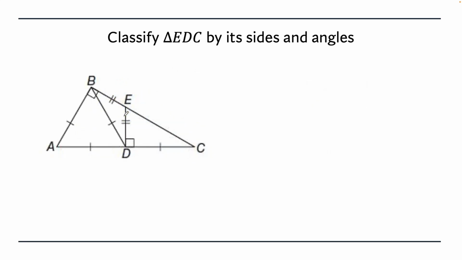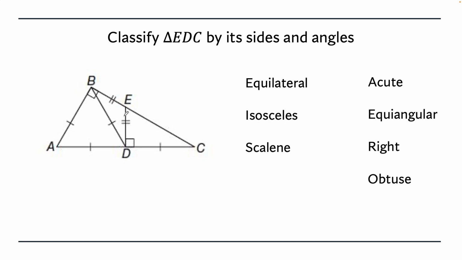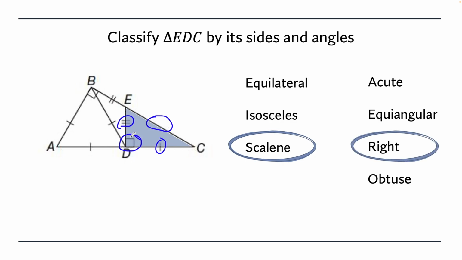Let's try another one. EDC by sides and angles. So we're going to have our menu of sides and our menu of angle classifications. And then we need to find EDC. There it is. So it looks like as far as sides go, see these guys don't match. And there's no marking here to indicate that it's congruent to any of the other sides. So all the sides are different. That's a scalene triangle. As far as classification by angles, we've got this right angle right here. So that makes it a right triangle.